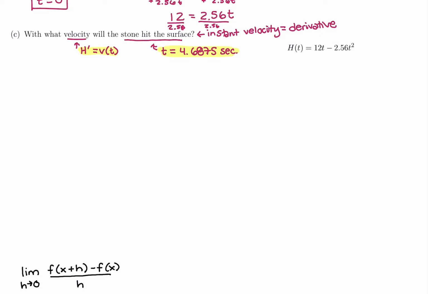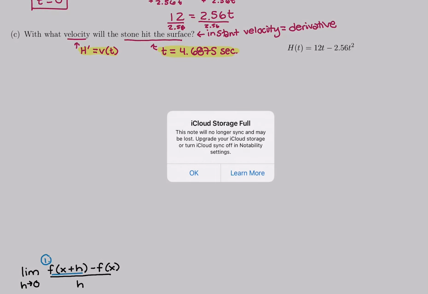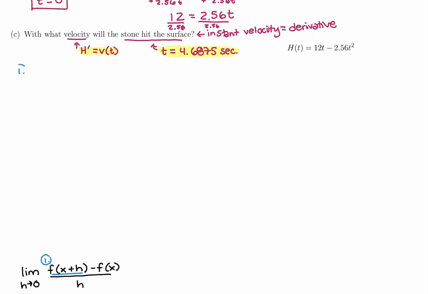So we're going to plug into the first part, which is typically to just compute this f of x plus h. So our first step, we're going to do h of really t plus lowercase h. Some different letters computing, and we're going to replace all the t's in the original function with t plus h's. So we have 12 times t plus h minus 2.56 times t plus h all squared. We're going to distribute this 12 in here to both terms. So we'll have 12t plus 12h.